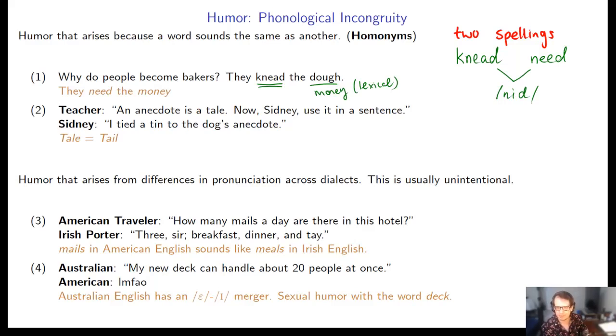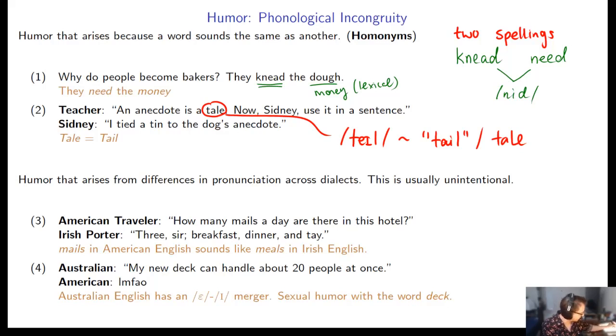Here's another one, which is a little bit more involved. A teacher is teaching a class some new words. The teacher says, an anecdote is a tale. Now Sydney, use it in a sentence. Sydney says, I tied a tin to the dog's anecdote. In this case, Sydney is interpreting the pronunciation, I should use real IPA, tale, as the word tail rather than, of course, what is written here as tale, as in story. So when she replies, she says dog's anecdote to mean dog's tail.